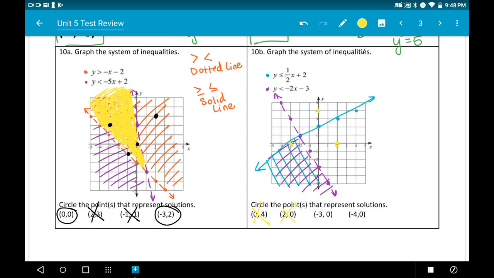-3, 0. Now this one is on a solid line. That is why this one is a solution. -4, 0 is just outside, not a solution. So -3, 0 is the only solution listed here. Anything in this area right here would be a solution.